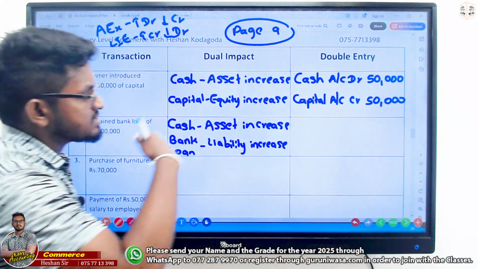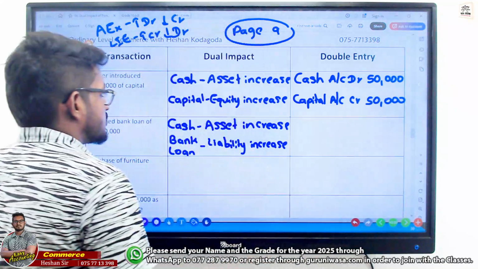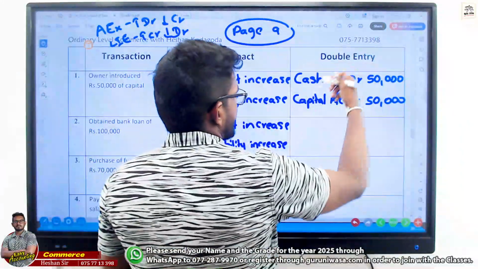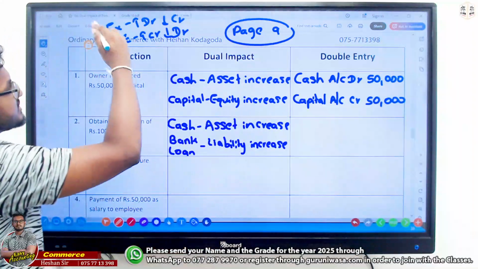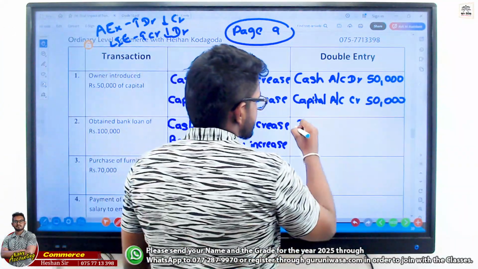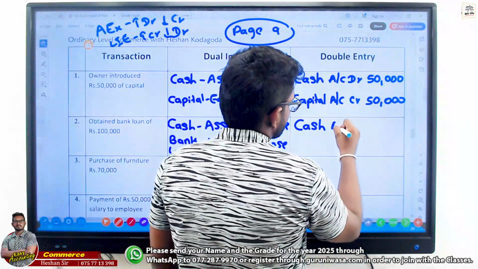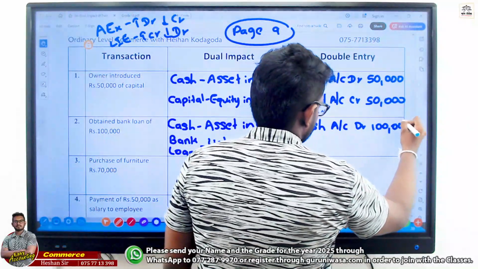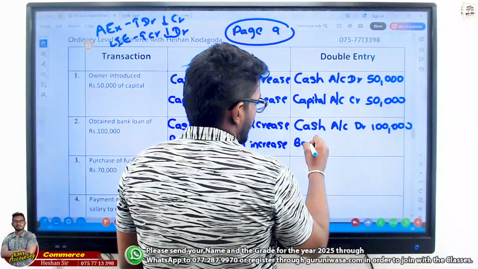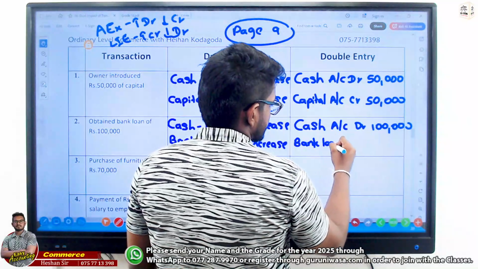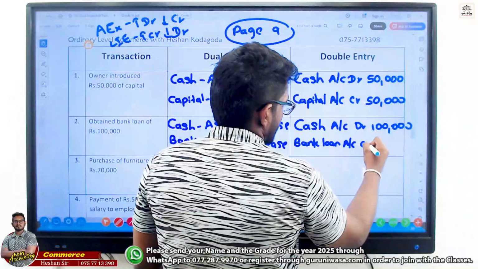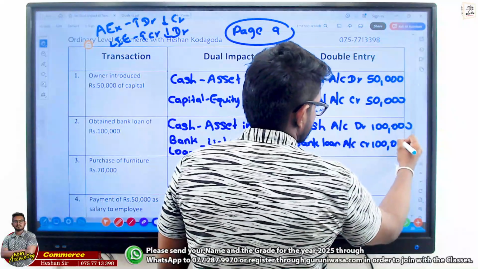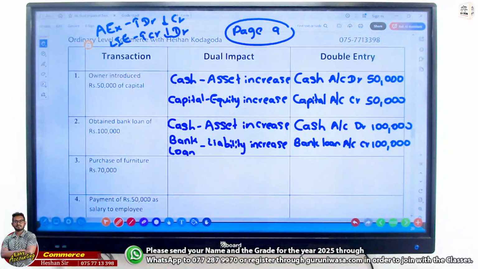Write this one in this side using the double entry. Double entry means debit or credit. You know, when asset increase, it's debit. You need to have a cash account. So cash account debit 100,000. Bank loan account credit 100,000. Bank loan account credit 100,000. In liability increase, it's credit.